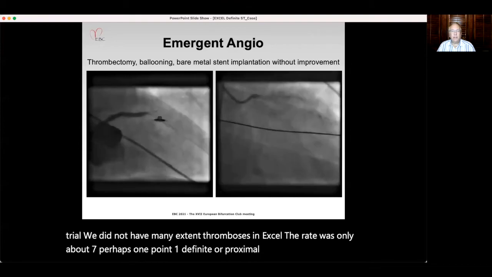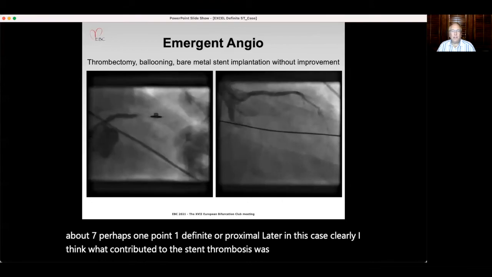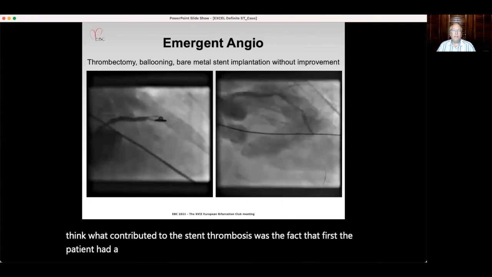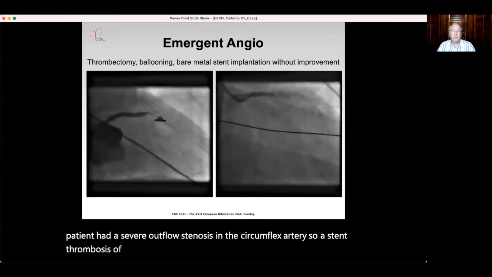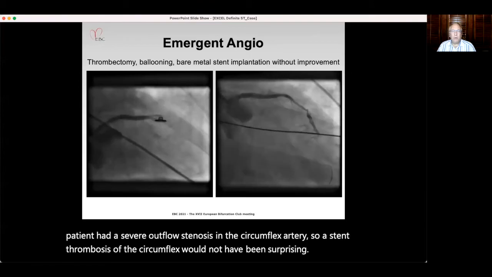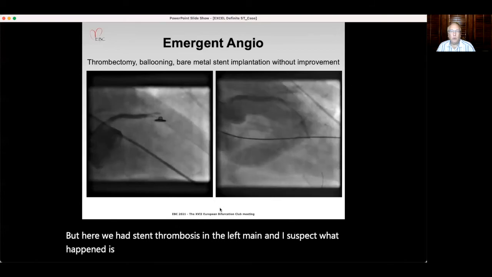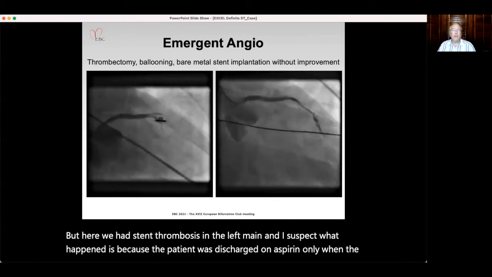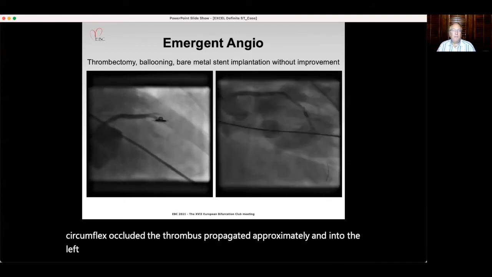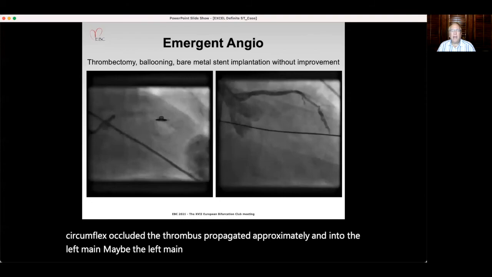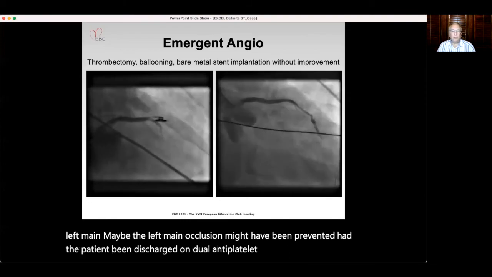In this case, clearly, I think what contributed to the stent thrombosis was the fact that first, the patient had a severe outflow stenosis in the circumflex artery. So a stent thrombosis of the circumflex would not have been surprising. But here we had stent thrombosis in the left main. And I suspect what happened is because the patient was discharged on aspirin only, when the circumflex occluded, the thrombus propagated proximally and into the left main. Maybe the left main occlusion might have been prevented had the patient been discharged on dual antiplatelet therapy, but that, of course, is total speculation.